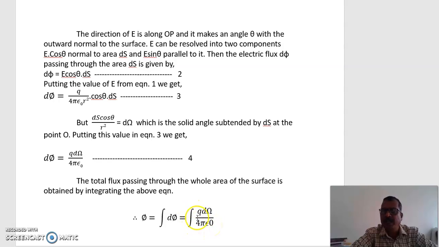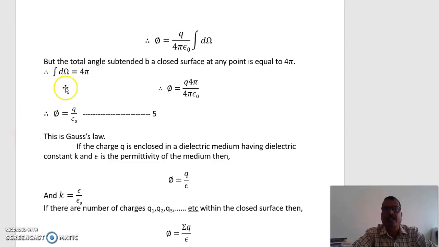What is the integral of dω? The integral of dω is the total angle subtended by ds at any point, which is equal to 4π. Therefore, we get φ equal to Q divided by 4πε0 into the integral of dω. But the total angle subtended by a closed surface at any point is equal to 4π. Therefore, the integral of dω equal to 4π.